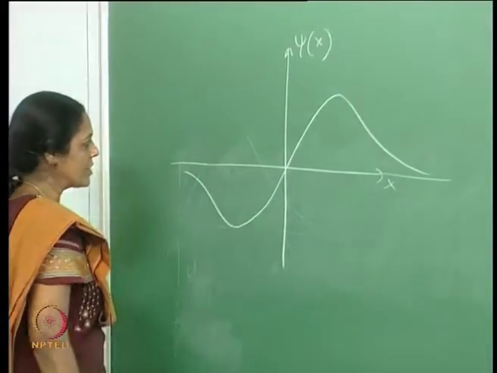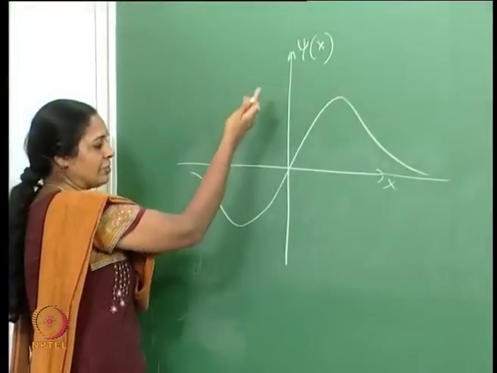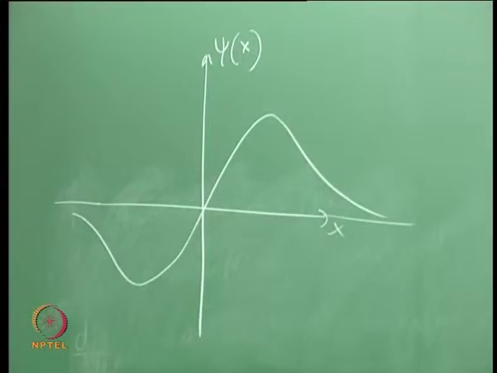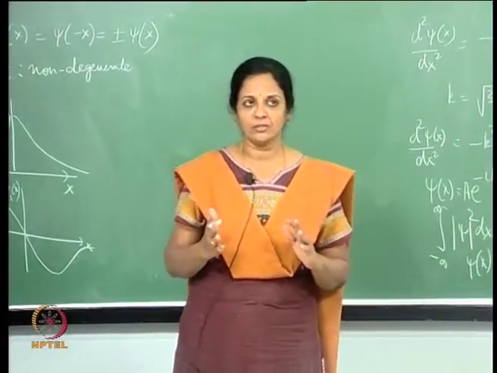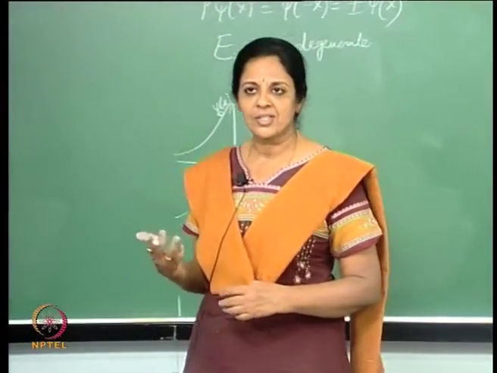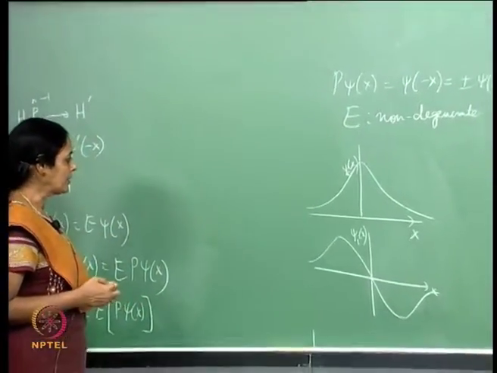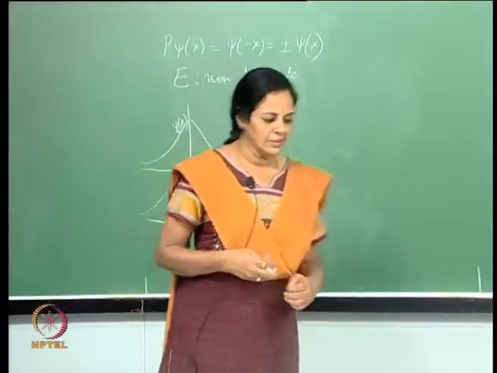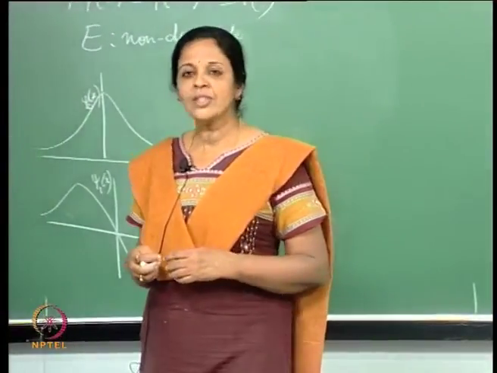So that's an odd function of x, and in fact this happens to be the wave function psi of x for the first excited state of the simple harmonic oscillator. The second excited state is an even function of x, so psi of minus x is plus psi of x as far as the second excited state is concerned. The third excited state is an odd function of x, and so on, it alternates, and these are states with definite parity.